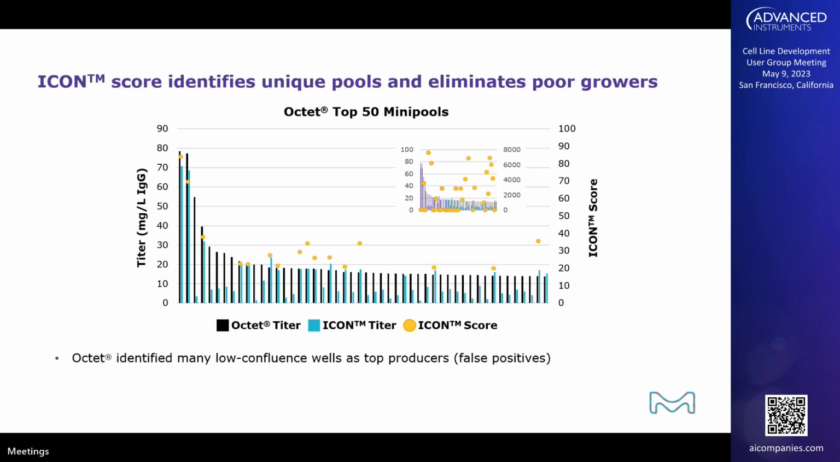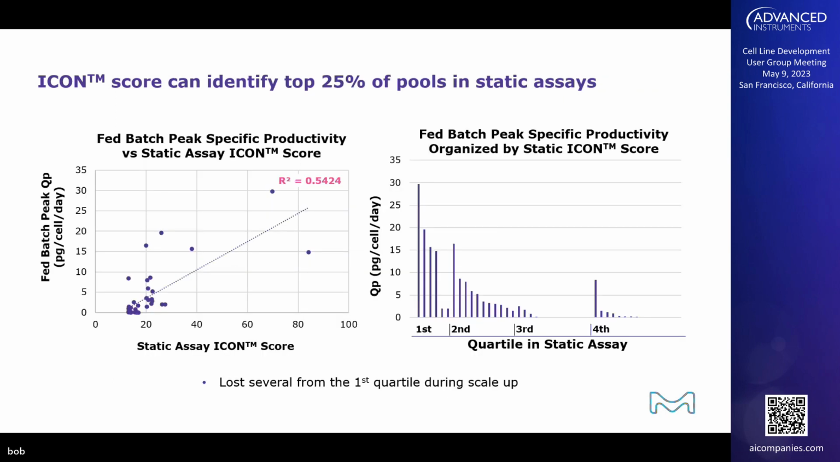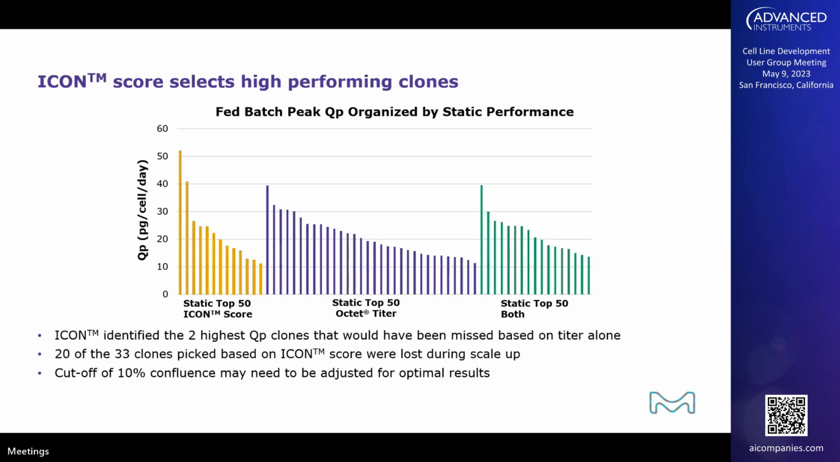Aside from these false positives, we can see that the octet and ICON titers correlate well. This means that 34 of the pools selected based on the ICON score would not have been scaled up if we were deciding based on the octet titer alone. After scale up, these pools were put into a 24 deep well fed batch assay, and we found that the ICON score can accurately identify the top 25% of pools from the static assay. From this data set, we can see that the two highest QP clones identified were selected based on the ICON score and would not have been selected based on the octet titer alone.